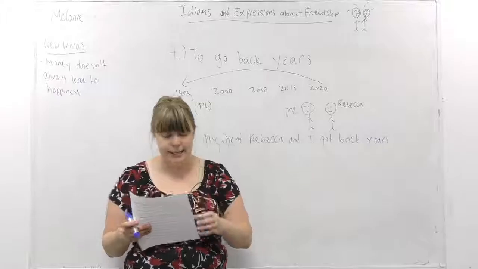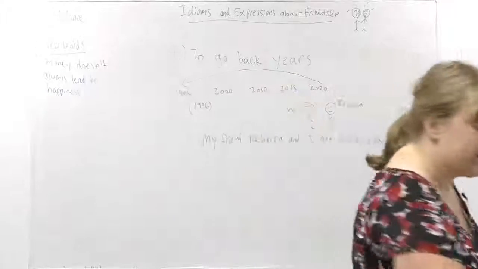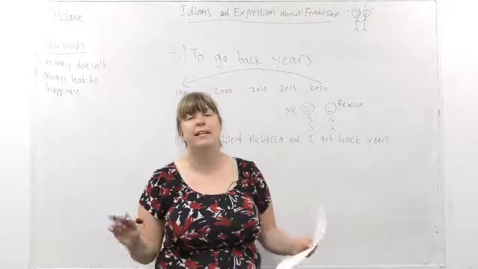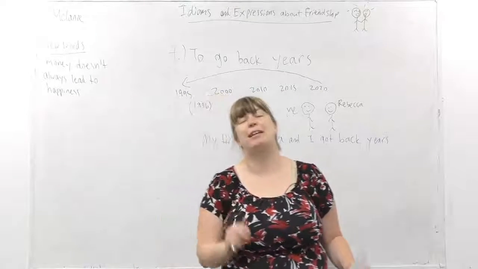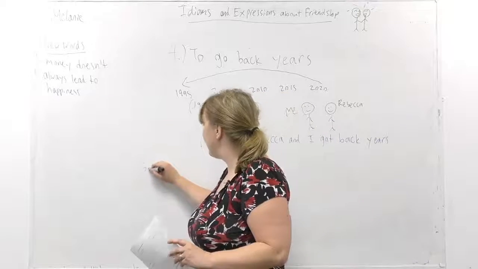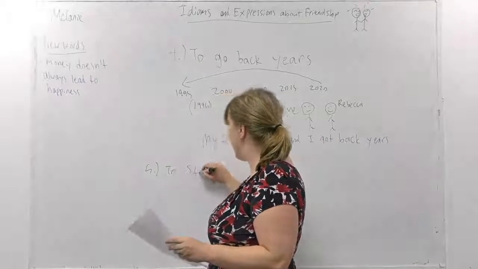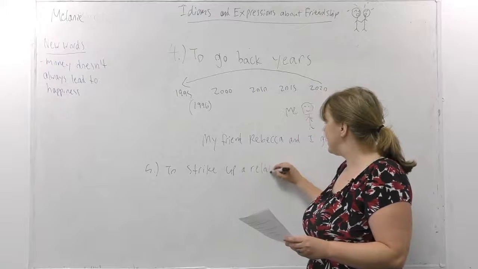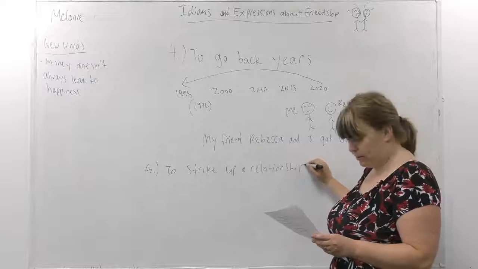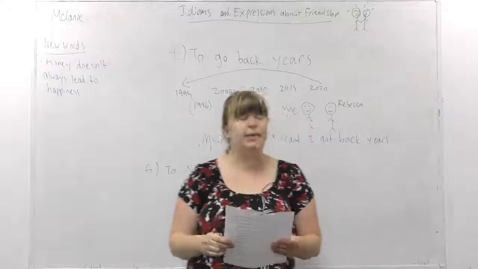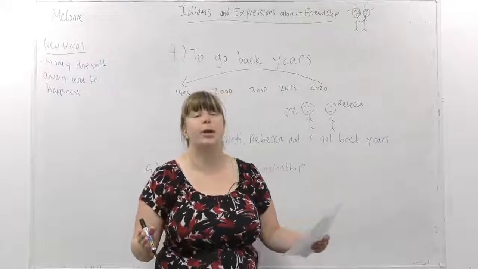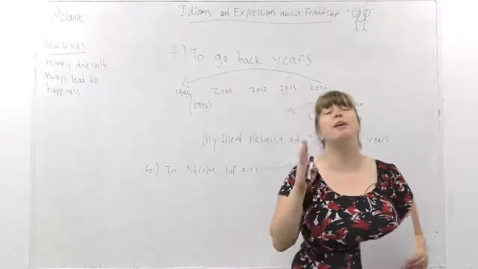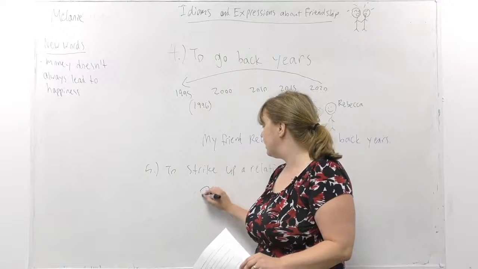Okay, and let's do number 5. Sorry, I know I'm kind of going through this quickly. If I'm going too fast and you want me to explain an idiom, just let me know and I can explain it again, okay? But for now, we're going to do number 5, to strike up a relationship. So this means to begin a friendship. This is kind of similar to get to know someone. It's the very beginning of a friendship.